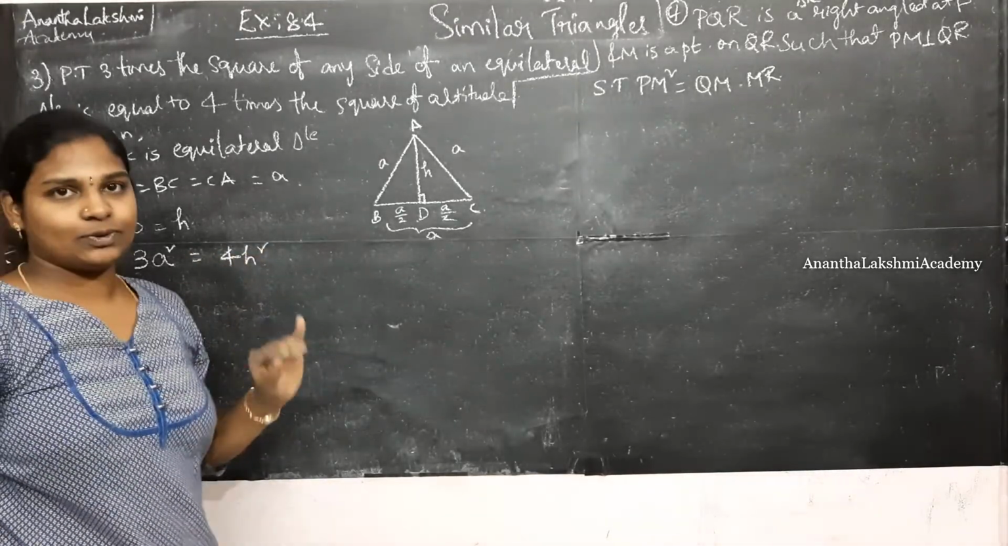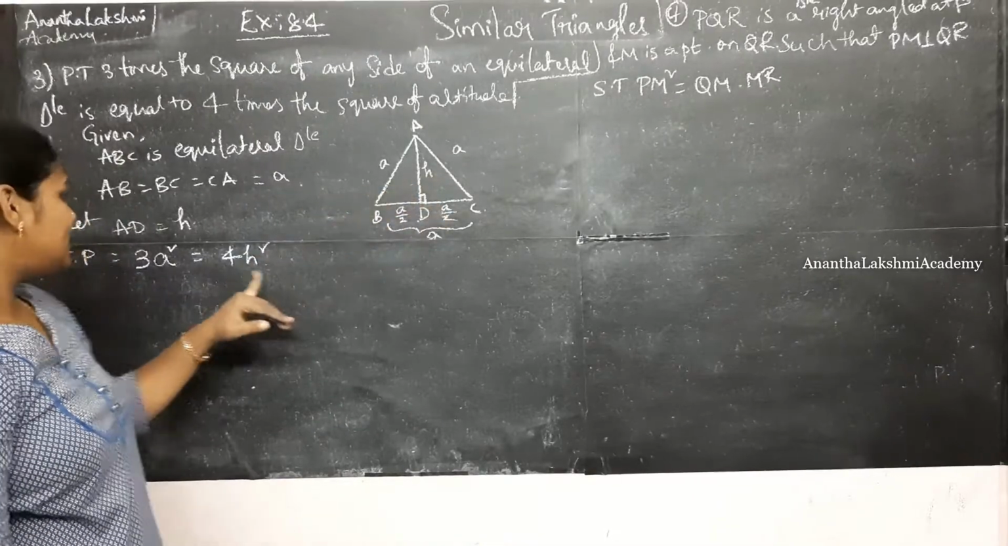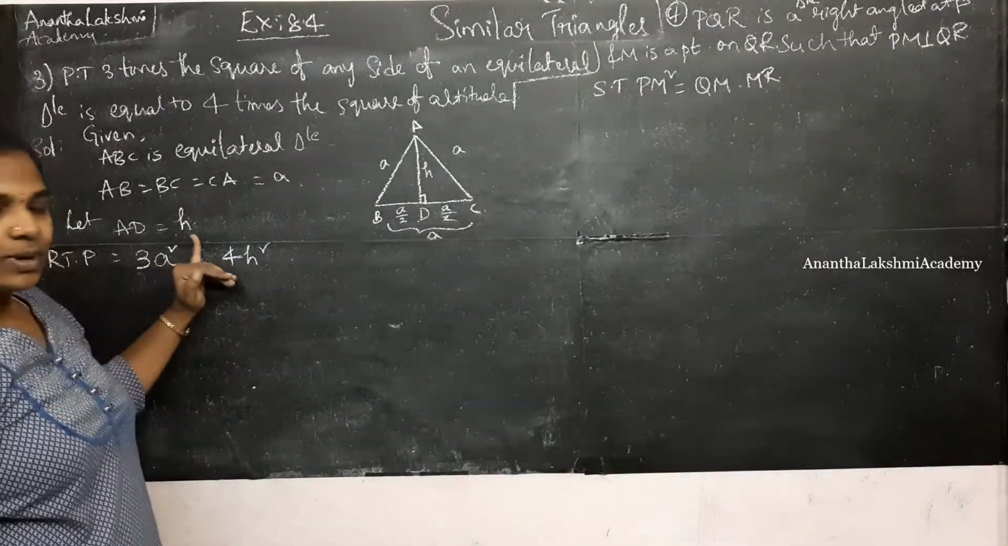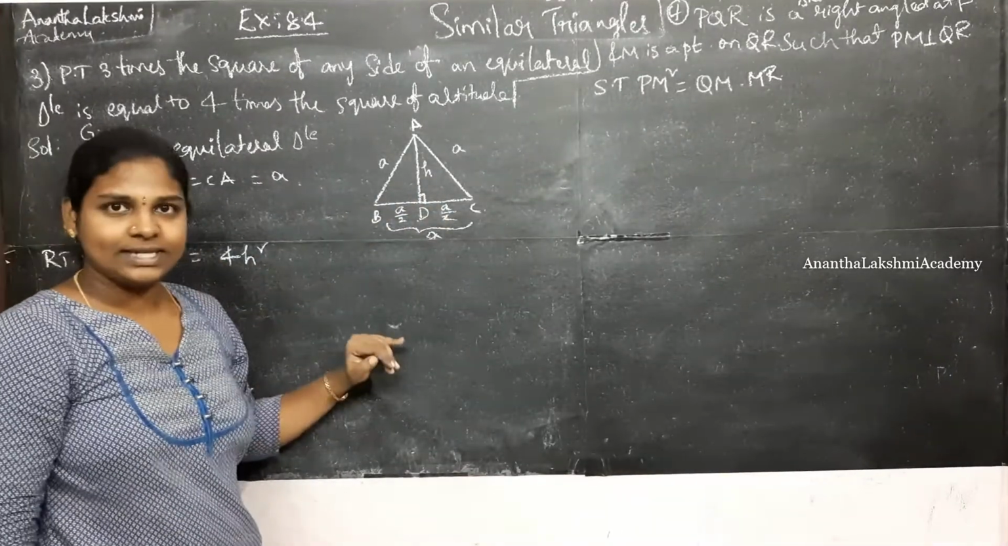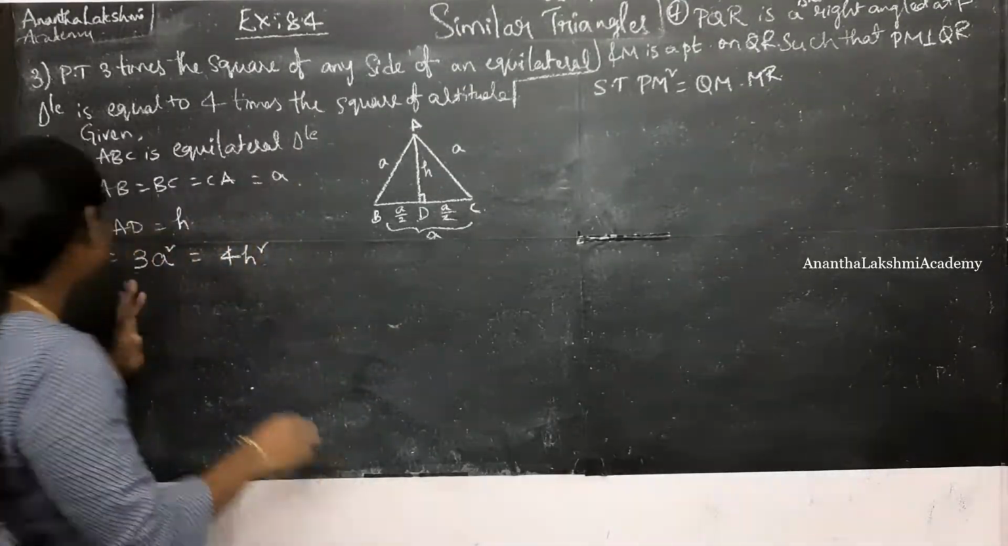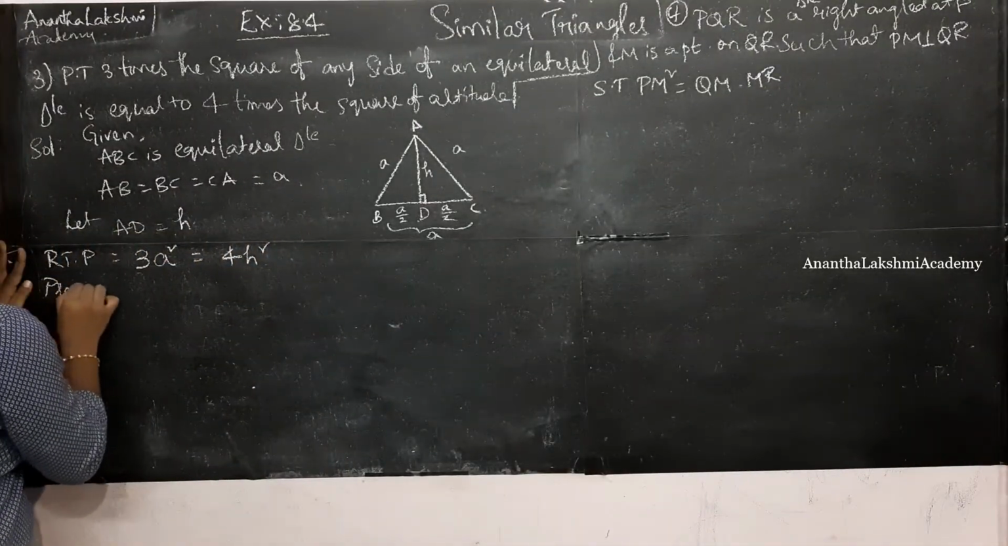This is what we are supposed to prove. Okay, altitude we consider it as H. 3 times the side square is equal to 4 times the altitude square is what we are supposed to prove. So let's try proving the same.